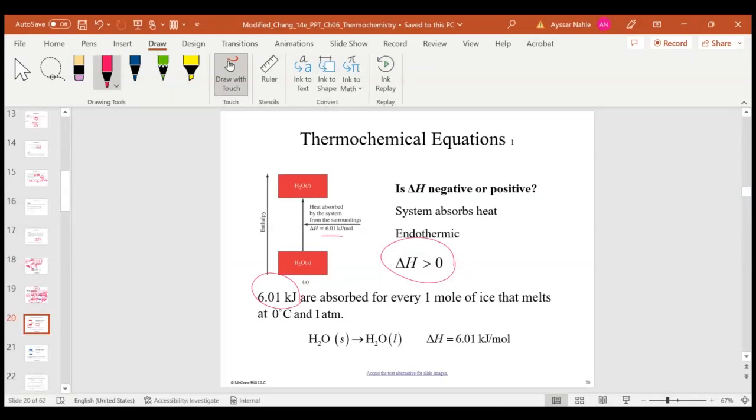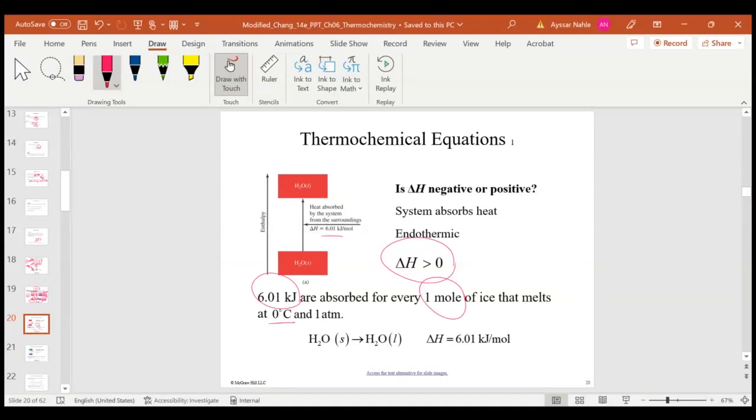6.01 kilojoules are absorbed by every 1 mole of ice. So if I have 1 mole of ice, how many grams of ice? Ice is water, right? So 18, that's it. Every 1 mole of water is 18 grams, so 1 mole of ice is 18 grams. So if I want to melt 18 grams, I need to give it 6.01 kilojoules, okay? And this will be absorbed by the ice in order to melt at 0 degrees Celsius.